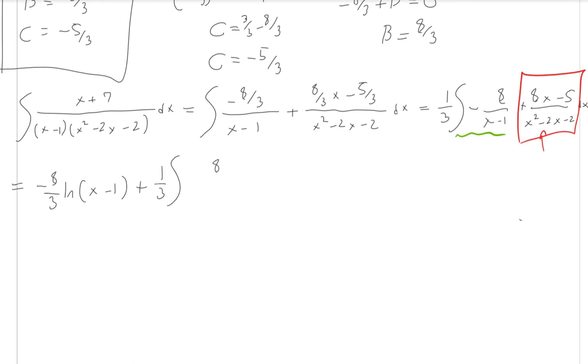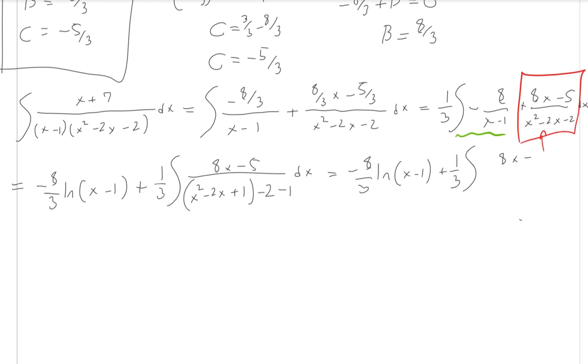I'm going to take the bottom, 8x minus 5 over the bottom of x squared minus 2x. And what I want to do is add an amount that would be half of that squared. So minus 2 divided by 2 is negative 1, squared, will give me positive 1. Now, since I added a 1, I also need to subtract a 1 for compensation. That will allow me to say this is 8x minus 5 over this x squared minus 2x plus 1, which simplifies to x minus 1 squared minus 3, dx.